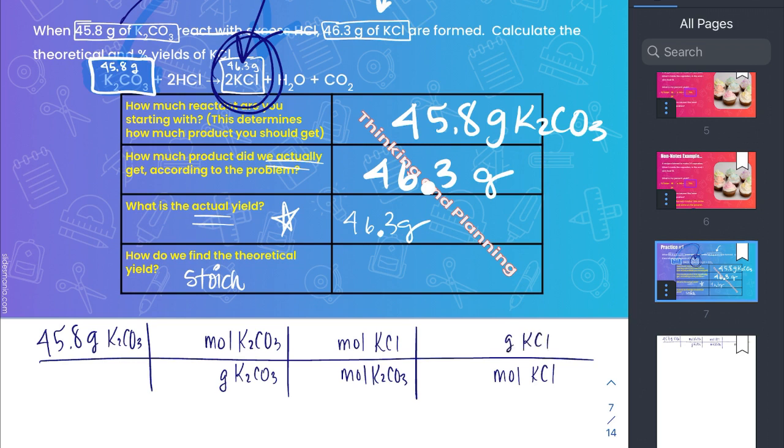All right, plugging in numbers now. I'm going to plug in my numbers in green. For mole to mole here in the middle, I use the coefficients. K2CO3 is 1, and KCl had a coefficient of 2. In the other conversion factors, we have moles to grams. We use 1 mole equals the molar mass in grams.